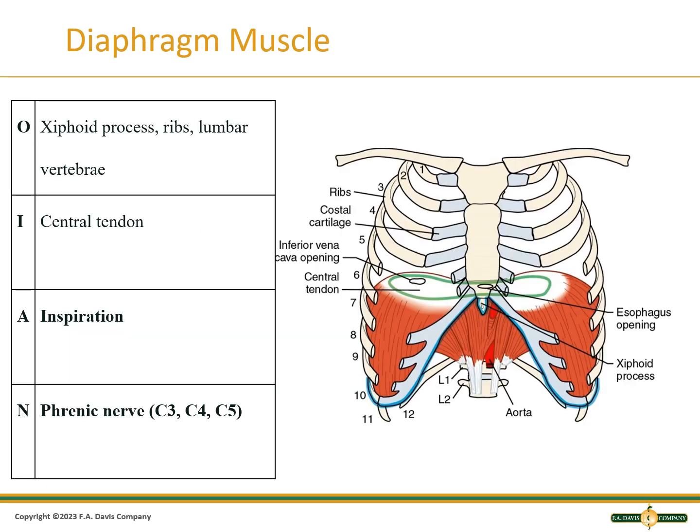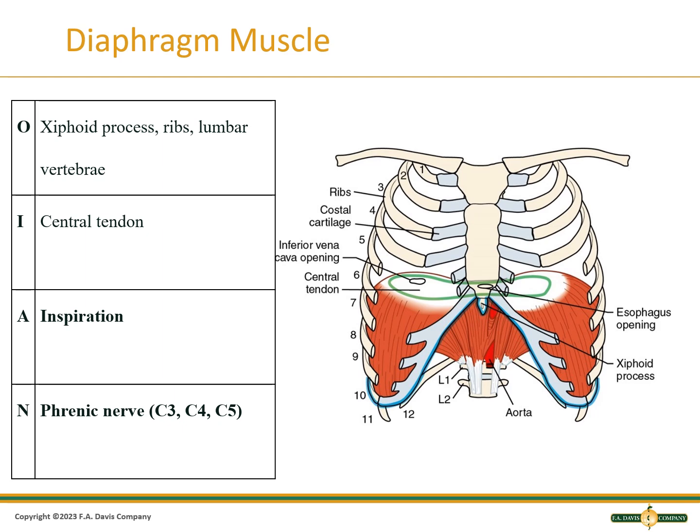Our diaphragm is a big sheet-like dome-shaped muscle that is extremely important for respiration and changing the volume of the chest cavity to draw air in. It originates on the xiphoid process, the ribs, and the lumbar vertebra, and inserts via a central tendon, so it doesn't have a bony attachment at its insertion. Its action is to cause inspiration. It is innervated by the phrenic nerve, specifically levels C3, C4, C5.